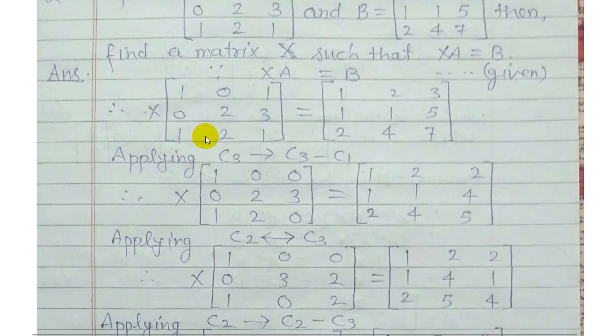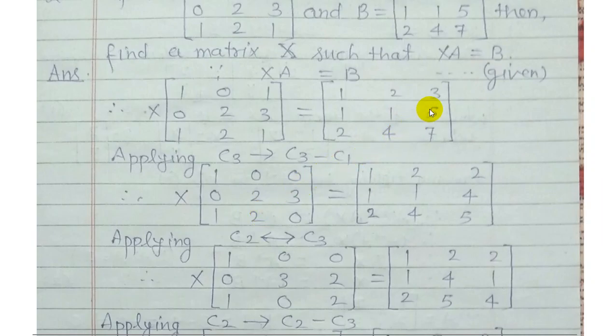So we should apply here a column transformation, meaning the conversion will be row wise. Applying C3 changes to C3 minus C1. So X into 1 0 0, because 1 minus 1 is 0. See, only the third column: 3 minus 0 becomes 3, and here 1 minus 1 becomes 0. Column 1 and column 2 are the same.